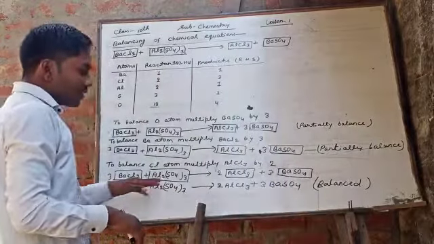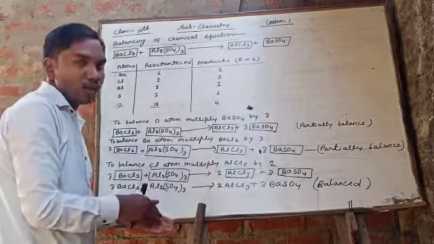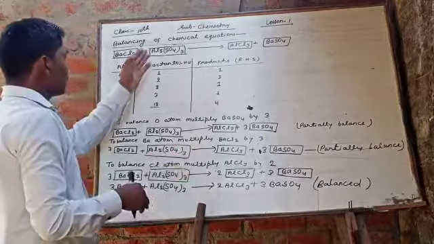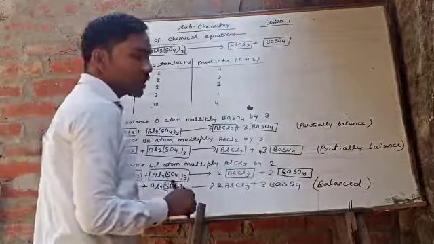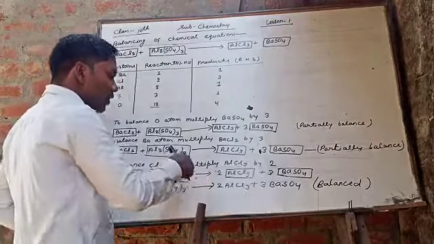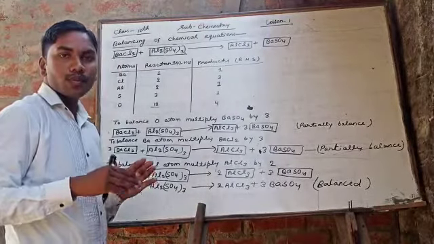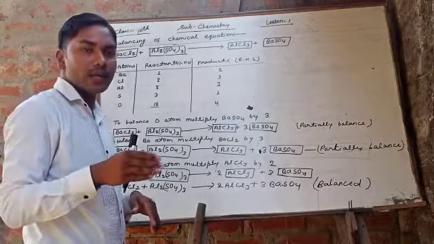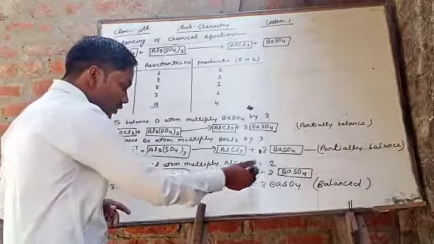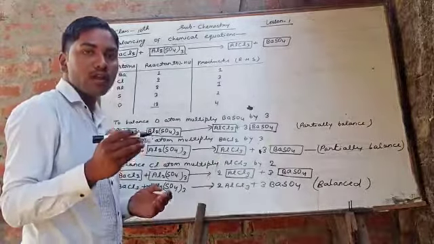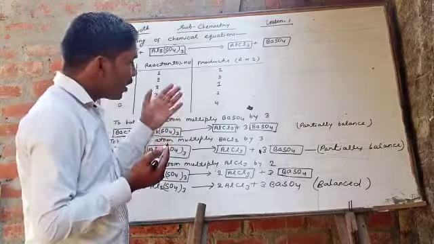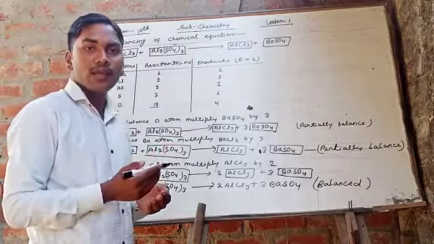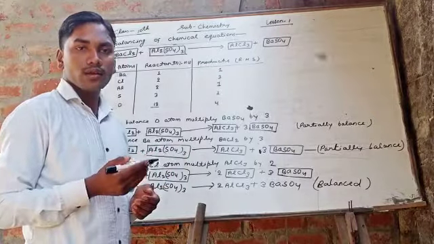In the last step, we have removed the box which we had made, and this one is the balanced chemical equation. In this case, there are equal numbers of atoms in reactants and products, and this equation follows the law of conservation of mass. So by following these steps, we can balance a chemical equation.